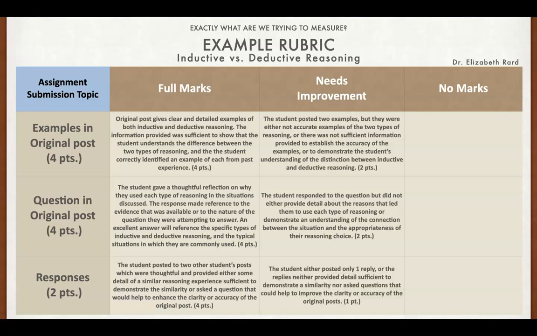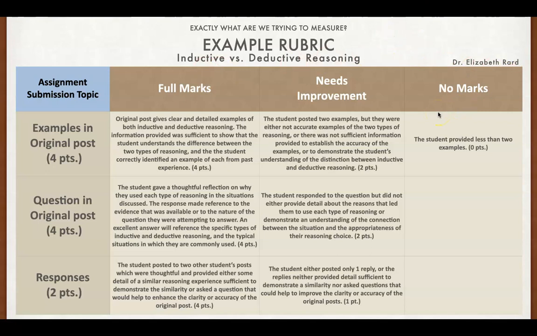In terms of the student's posts to the discussion, the student either posted only 1 reply, or the replies neither provided detail sufficient to demonstrate a similarity, that they had a similar situation in their life, nor asked questions that could help to improve the clarity or accuracy of the original posts. Again, very well done. Those are semi-basic.